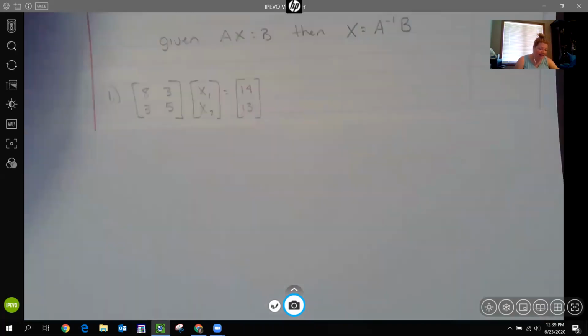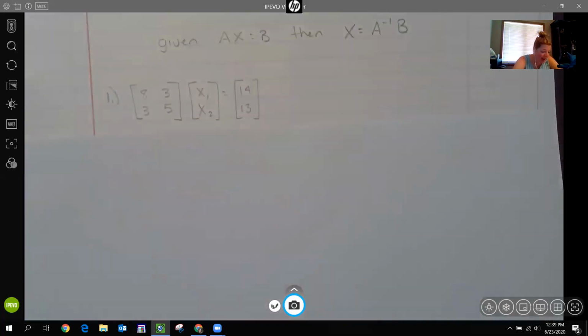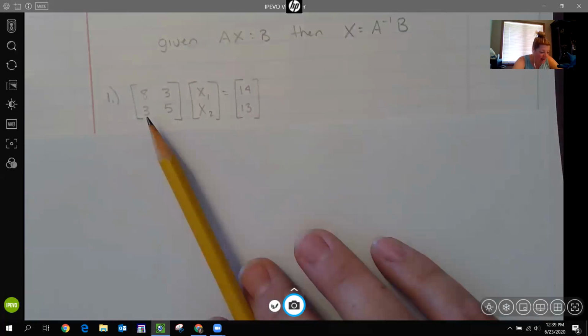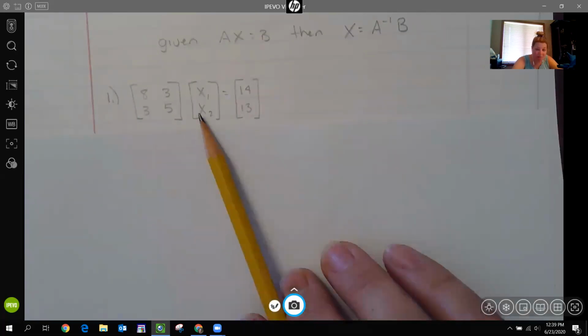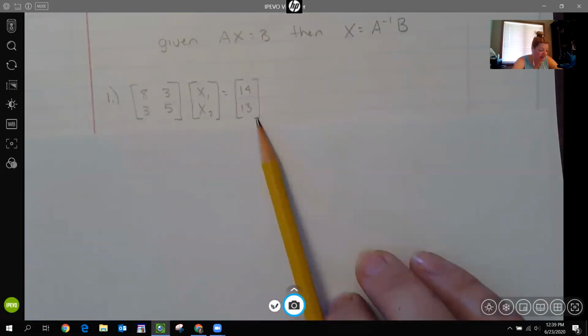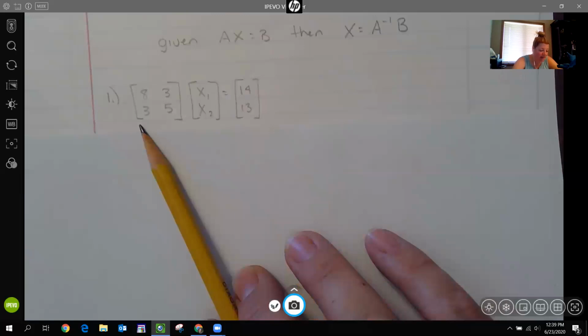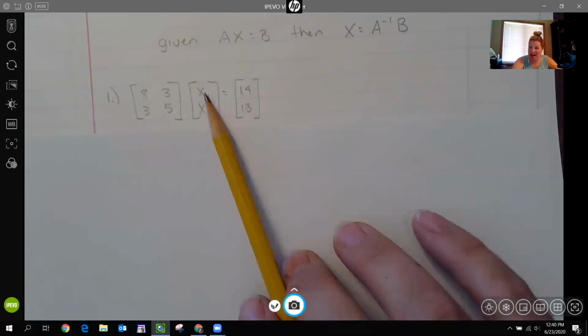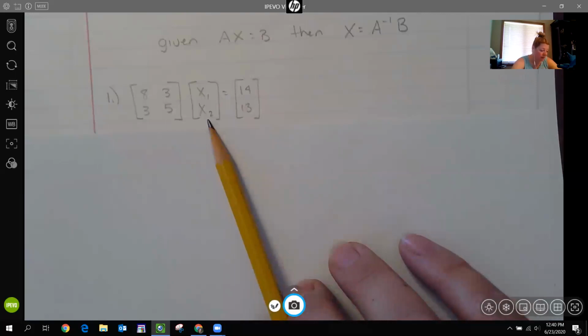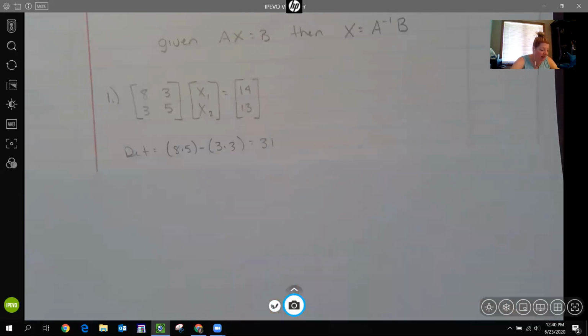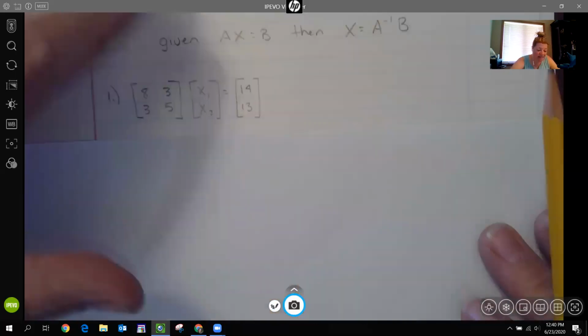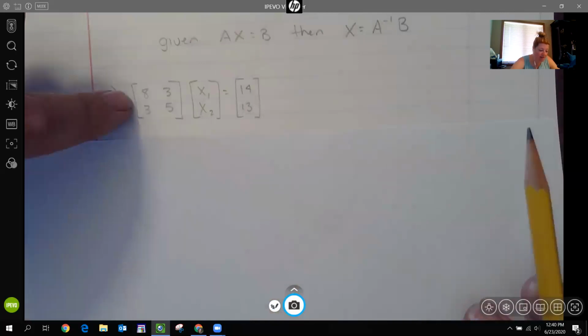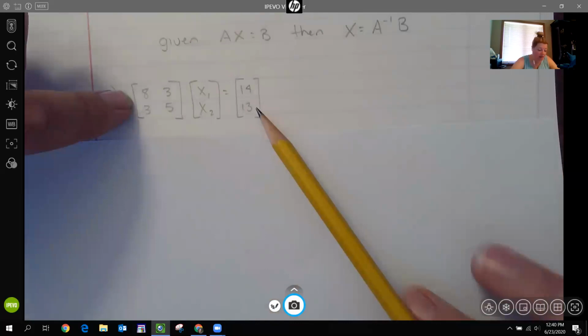So basically what I'm saying, if I have A times x equals b, okay, so A is a matrix, B is like our answers, and these would be X, Y, or X1, X2, whatever we want to call the letters. Then what we can do is find the inverse of this part and times it by the numbers over here and get our solution.